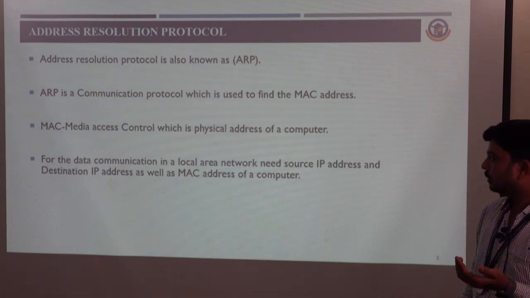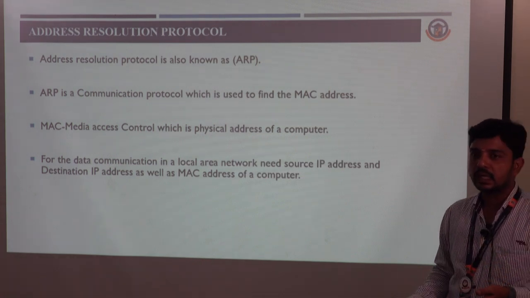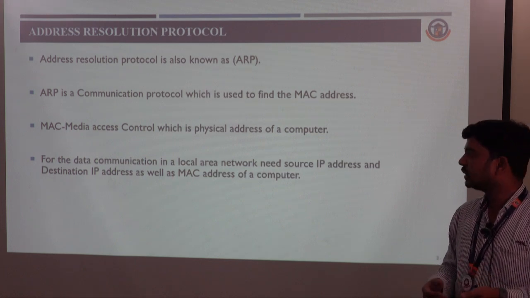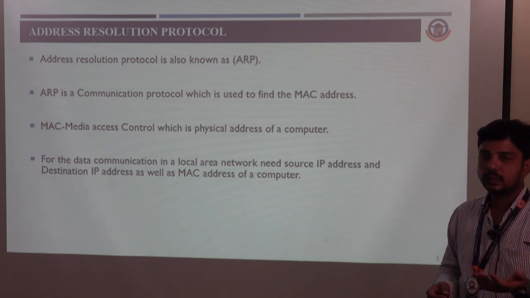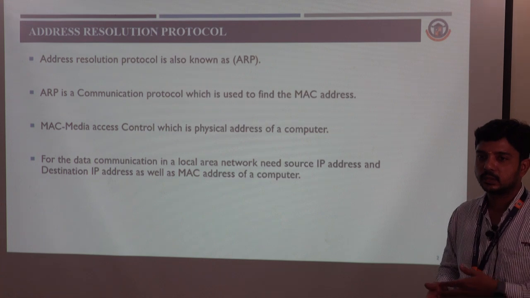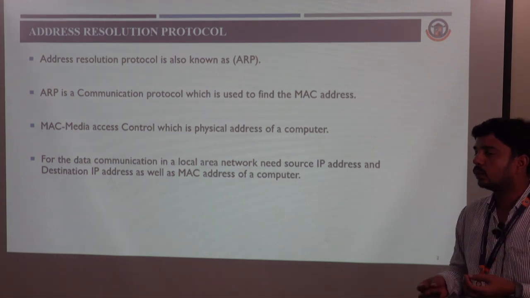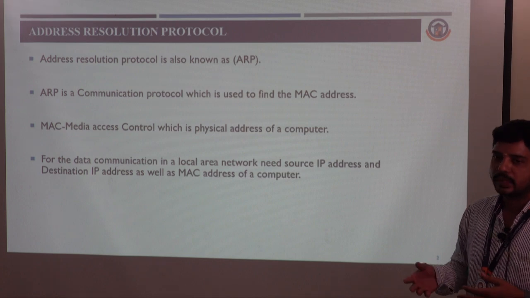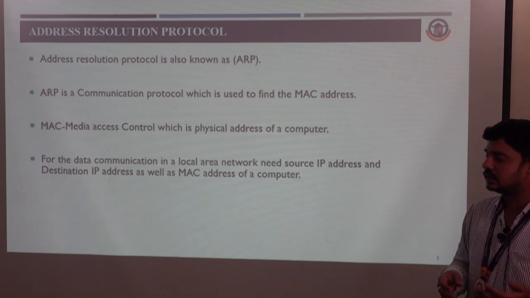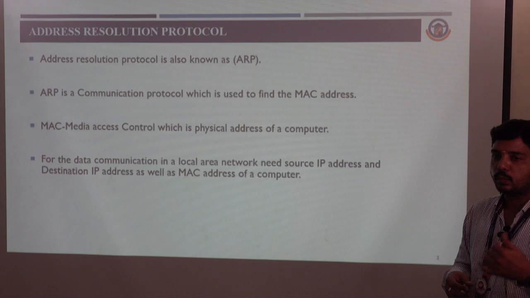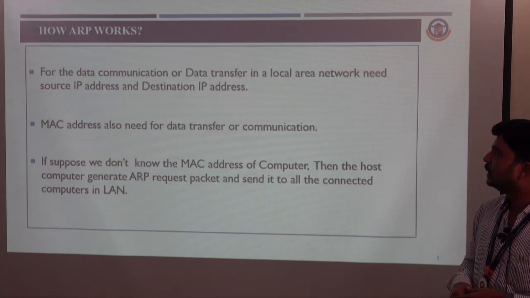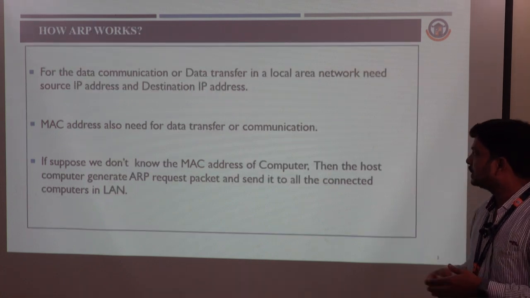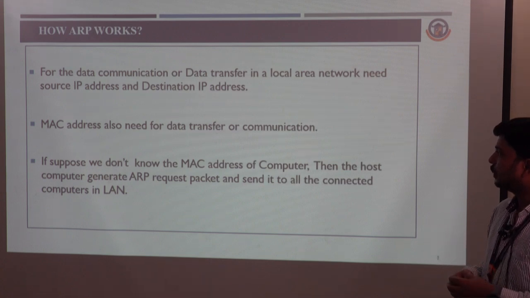For every data communication, we need a source IP address and destination IP address, as well as the MAC address of the source and destination computers. Without the source and destination IP address, we cannot transfer or send data or files from one computer to one or many computers, whatever it may be. So we need the source IP address and destination IP address, as well as the MAC address of the computer. Next, the MAC address is needed for data transfer or communication.